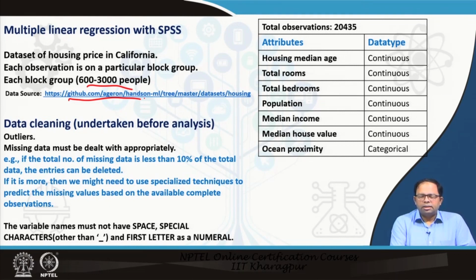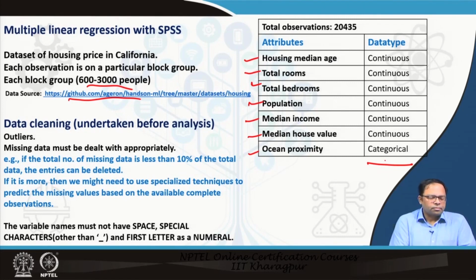The attributes that are being considered are housing median age, total number of rooms, total bedrooms, population in that particular block, median income, median house value. These are average income, average house value, and ocean proximity, how near that particular block is to the ocean, and average age of buildings, rooms, and so on. So these are all continuous data. Only one, ocean proximity, is categorical. Ocean proximity basically means how near to the ocean.